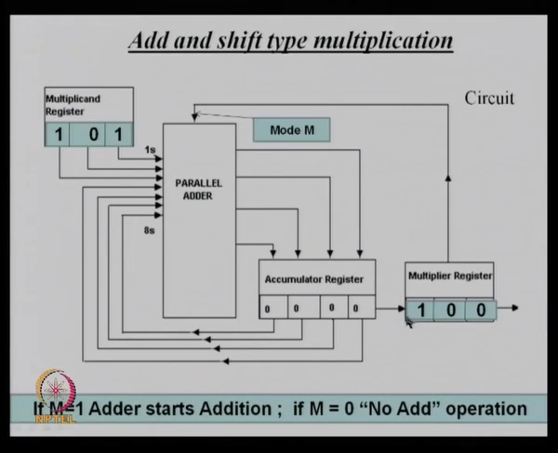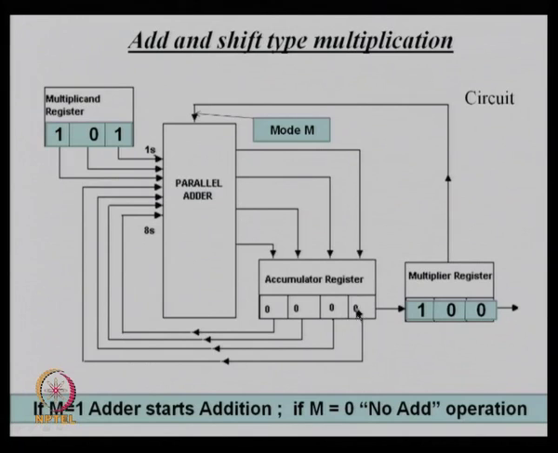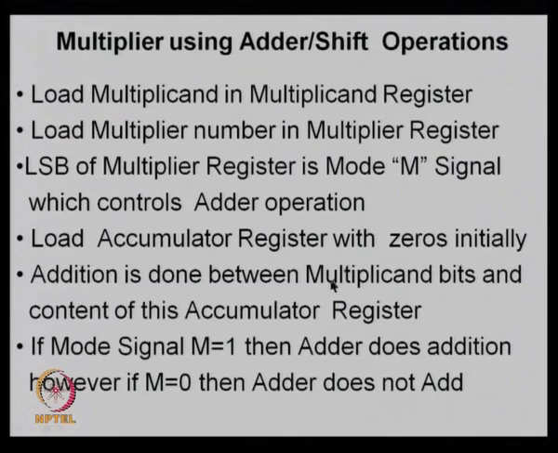So, please remember, every clock this will shift to the right, and when you shift to the right, this bit will move out, and the last bit which comes out acts like the mode control value. So, load the accumulate register, which is initially cleared. And whenever the accumulation register receives any addition, it stores the new data and then it shifts the operation and gives whether M is 1 or 0.